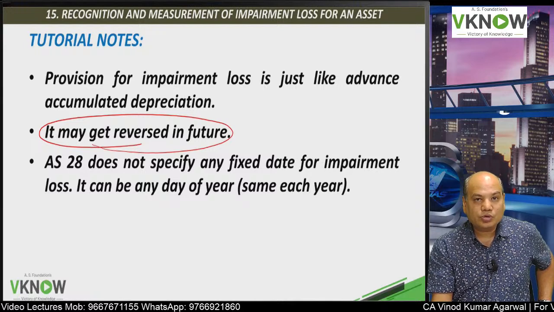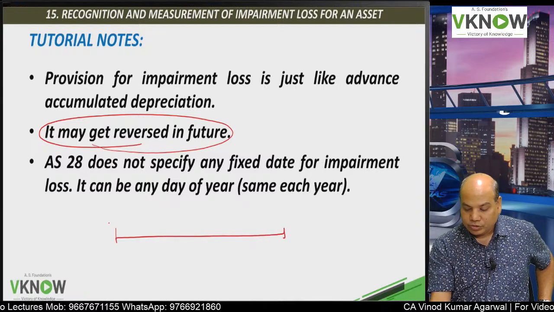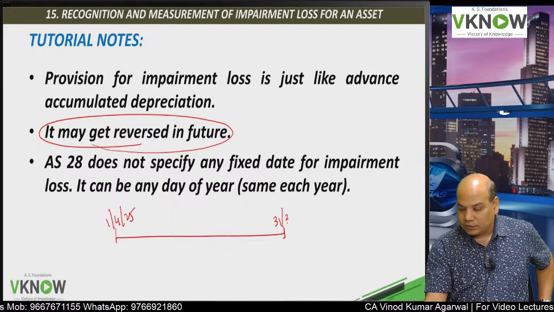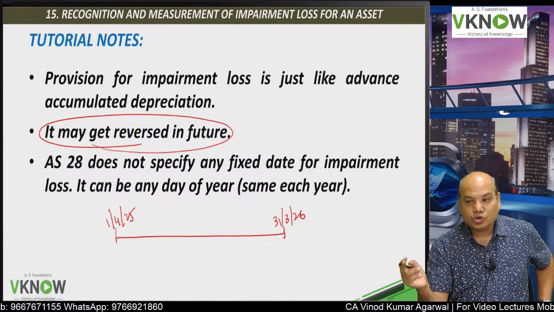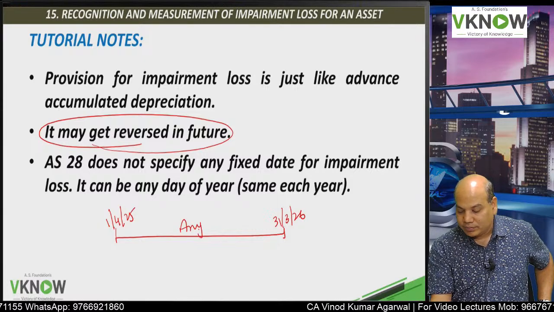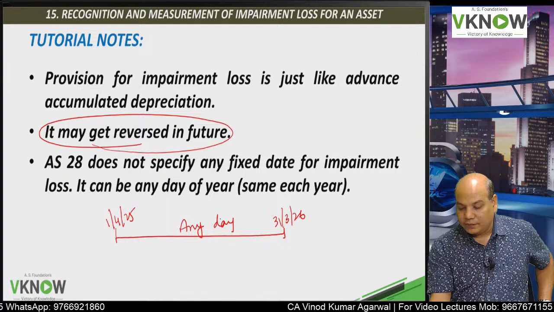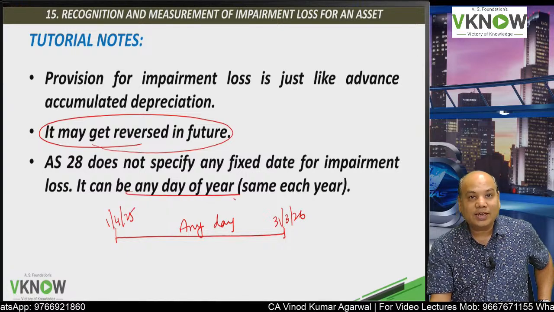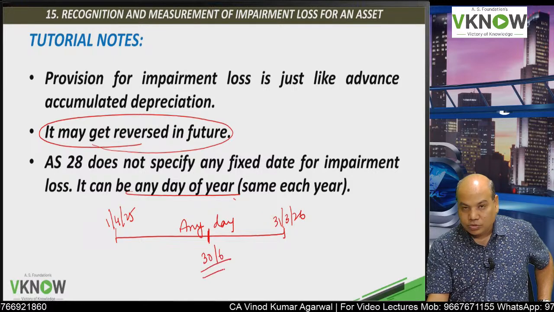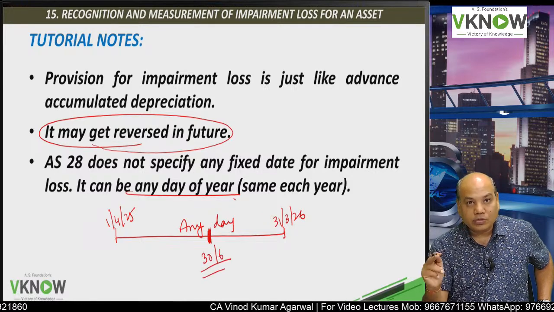On which date should we provide impairment loss? Suppose my accounting year is 1/4/25 to 31st March 26. When should we provide for impairment loss? Any day. You can provide for impairment loss on any day of the year. Suppose you want to provide on 30th June. Can we provide impairment loss on 30th June?